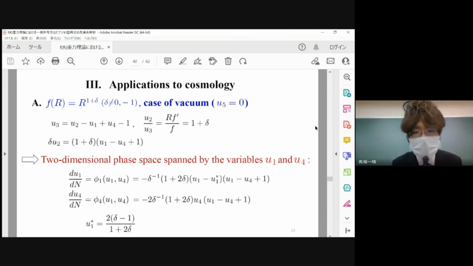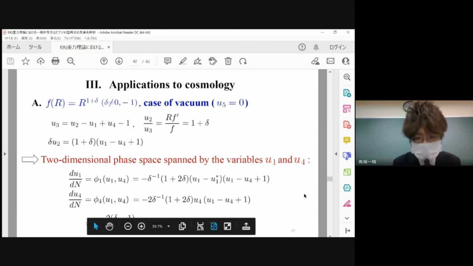I would like to explain the application to cosmology. First, we consider the very simple case, the single power law, where f of R is given by this power law form. For simplicity, we consider the first case of vacuum, namely the new variable u5 is exactly zero. In this case, we have a two-dimensional phase space spanned by the variables u1 and u4. The autonomous system form is given by these expressions.